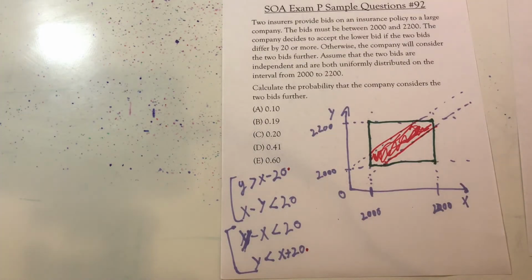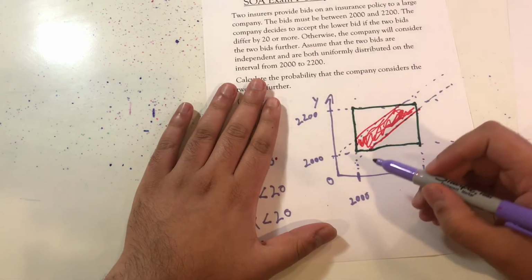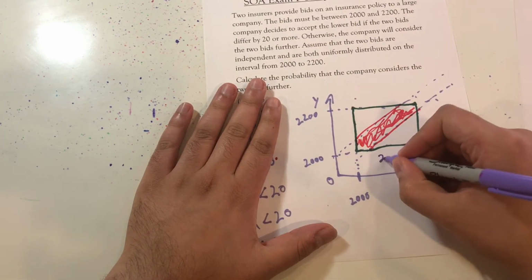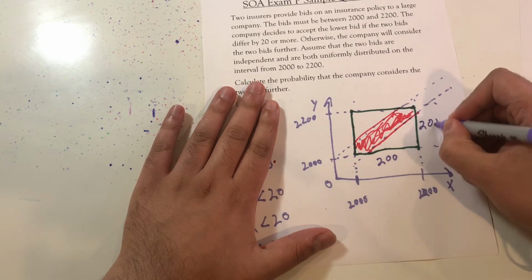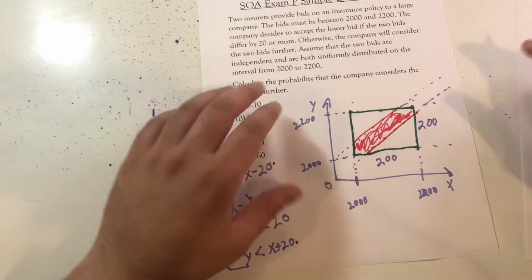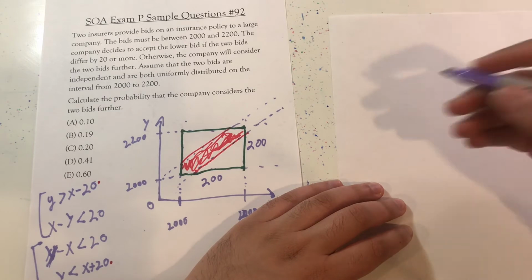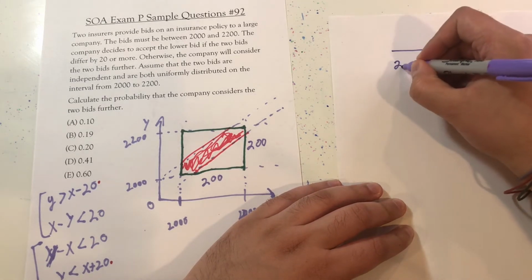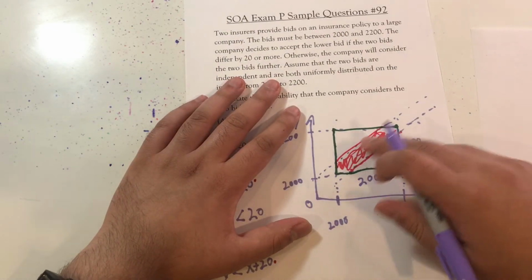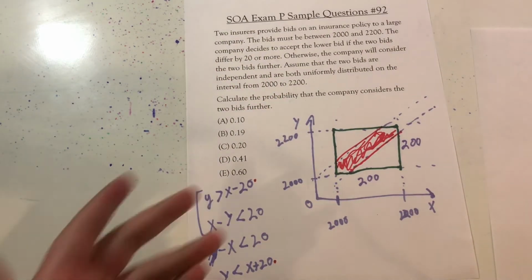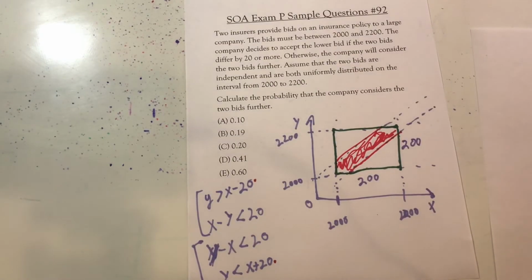So how do we do that? First, let's get the area of the full square. The distance from here to here is 200, and the distance from here to here is also 200. I said square, this could have been a rectangle, but it is a square. So the area of the entire square is 200 squared. Now let's try to find the area of this red portion. This is an irregular shape, and there's no real area formula for it.